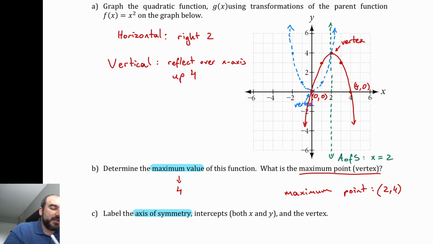At 0, 0, which means we already labeled that one, so we don't need to label it again. That 0, 0 will act as an x-intercept where it crosses the x-axis and a y-intercept where it crosses the y-axis, which makes sense because the x and y value are 0. That's where the x and y-axis intersect each other. So if a line goes through that, then that is both an x-intercept and a y-intercept. And then finally the vertex. Let's label the vertex. We should also write the point that the vertex is at, which was the answer from part B, the maximum point of 2 comma 4. So that's our vertex labeled.